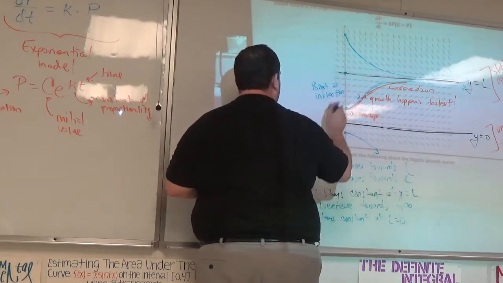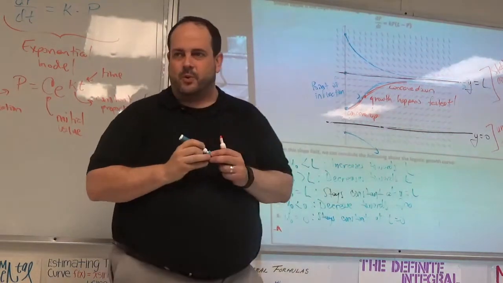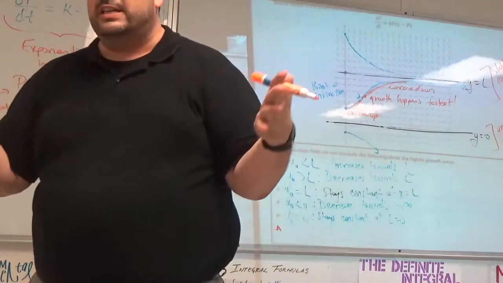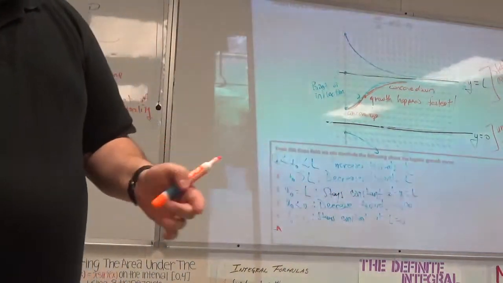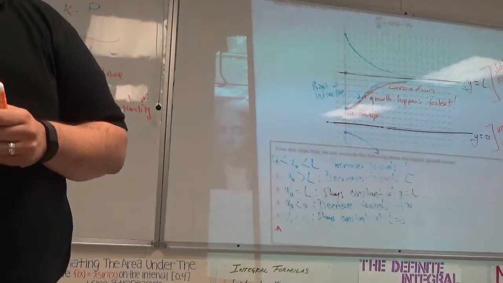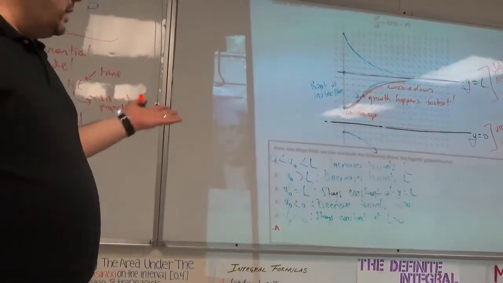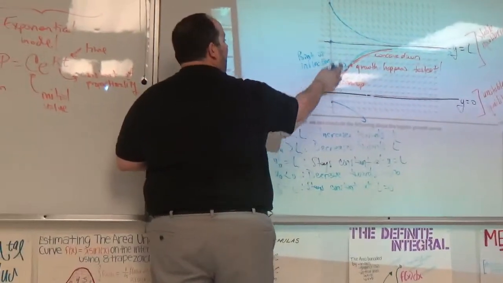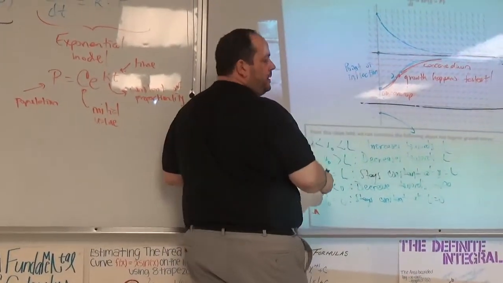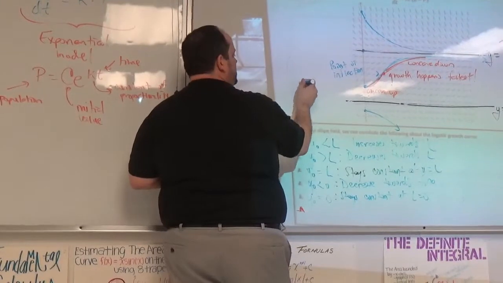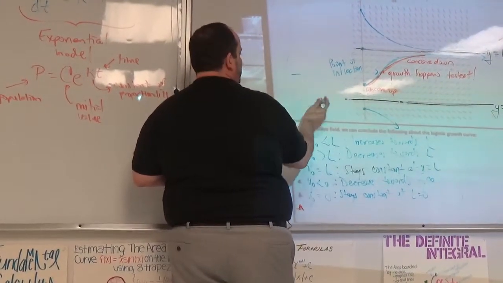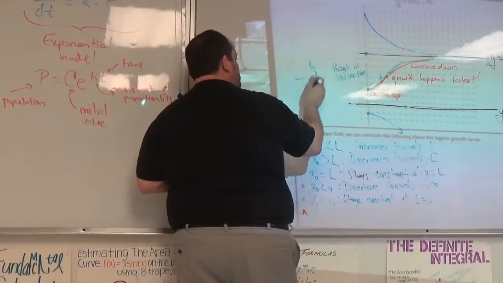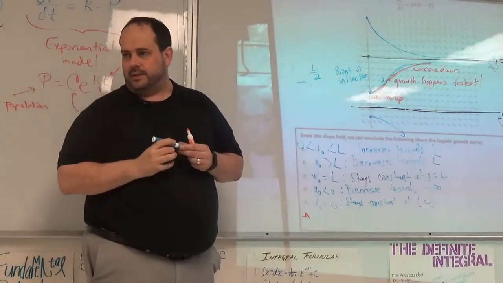And I have looked through like 2 decades worth of AP questions, and they only ever ask, what is the y value at the point of inflection? And what's the y value at this point of inflection? It happens halfway between these two. So I'm never going to ask you, or I probably won't ask you what the x value is. The y value is half your carrying capacity.